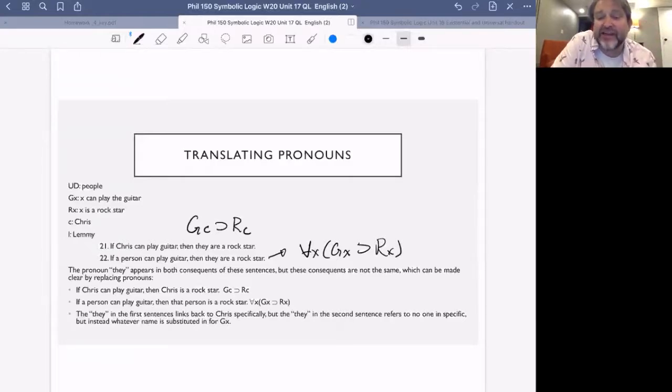But the "they" in the second sentence refers to no one in particular, but instead to whatever name is substituted in for GX in that world. So whatever individual ends up filling the G predicate is going to be the one that we're talking about when we get all the way over to the consequent in this case.